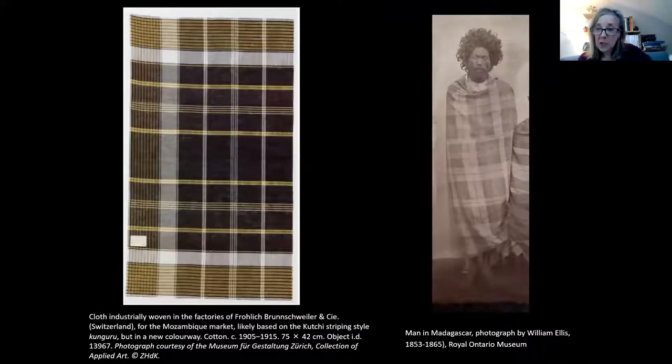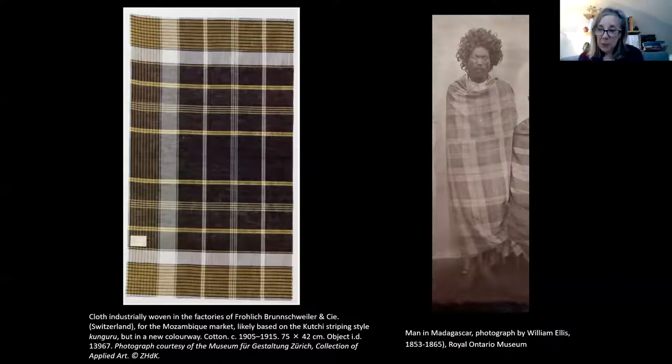A third Kutchi stripe or plaid that I have identified is one that actually came in at the lowest price point. And it's what the Swahili called kunguru, which means crow. And it had these large checks and no tapestry weave. So without the tapestry weave, it was much faster to weave. I haven't been able to find any handwoven version. All I have found are industrial imitations like the one you see here.